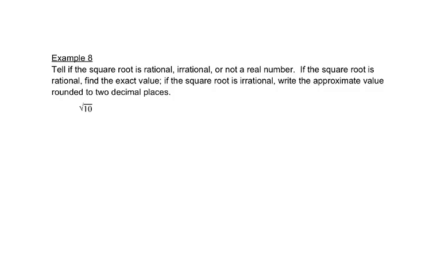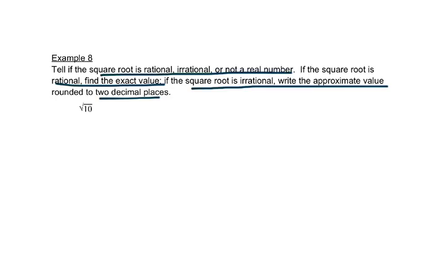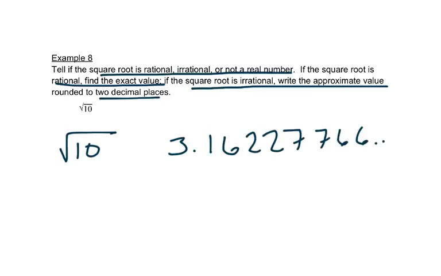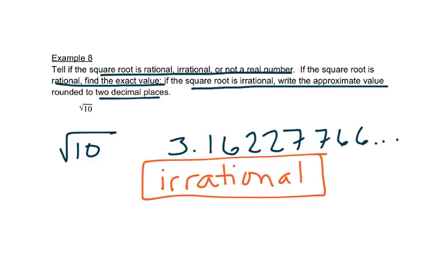So in this problem, it wants us to first of all tell if the square root is rational, irrational, or not a real number. If it's rational, we want to find the exact answer. If it's irrational, we want to write an approximate answer rounded to 2 decimal places. Okay, so the way we do this is we just type in the square root of 10 into our calculators. And you should get something like 3.162277766. Now your calculator may end there, but the decimal does not really end there. Because this is a long decimal, it keeps on going. It doesn't end. So this is an irrational number, which answers the first part of our question.